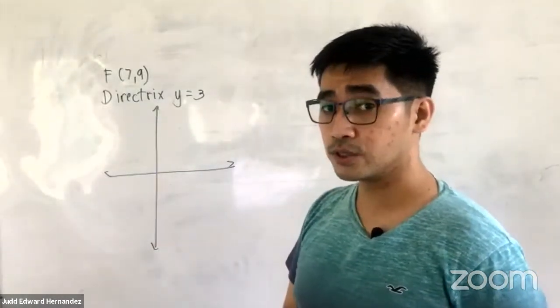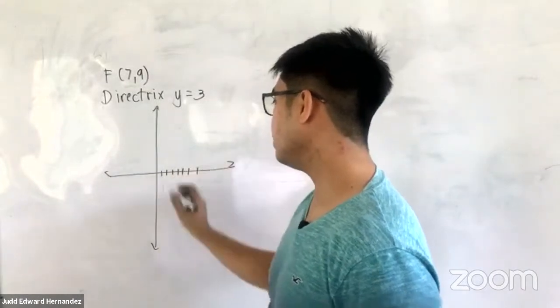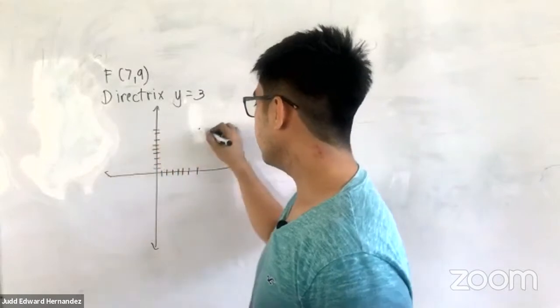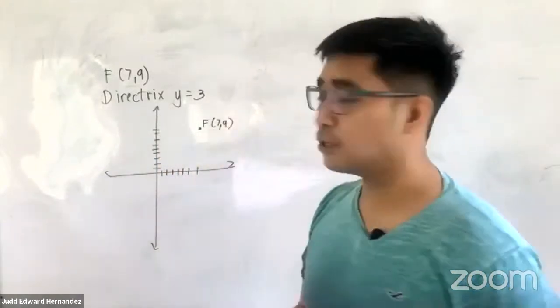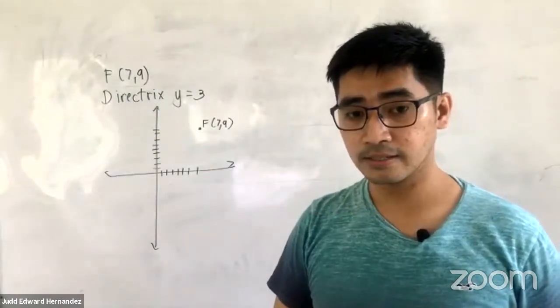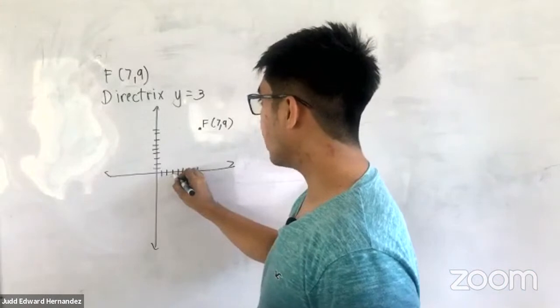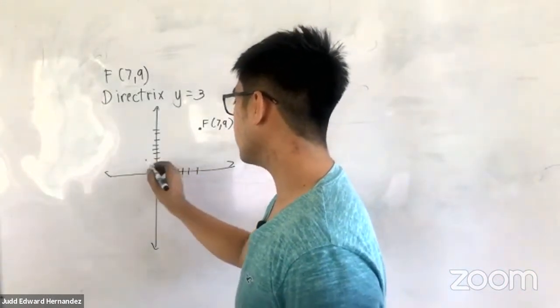Saan daw yung focus? The focus is located at 1, 2, 3, 4, 5, 6, 7; 1, 2, 3, 4, 5, 6, 7, 8, 9. So this is the focus. Its location is (7, 9). Saan daw yung directrix? Y is equal to 3. 1, 2, 3. This is y equal to 3.